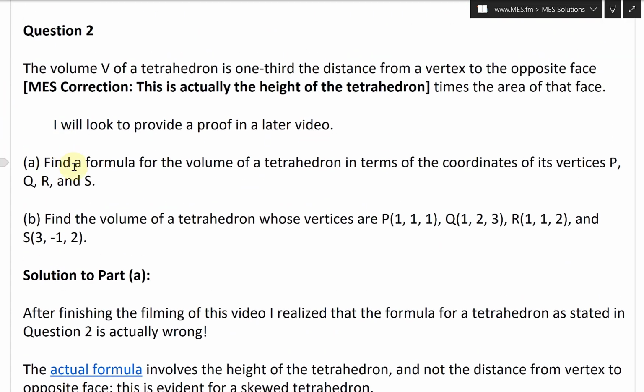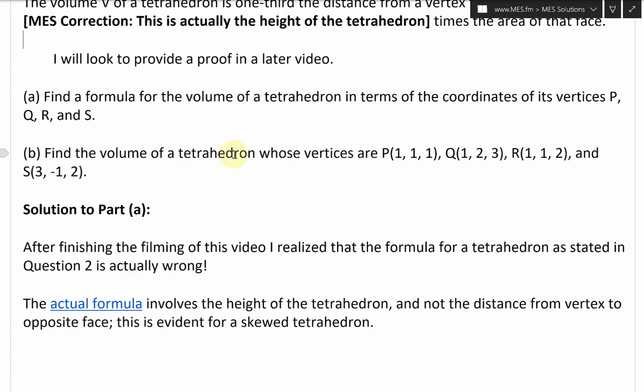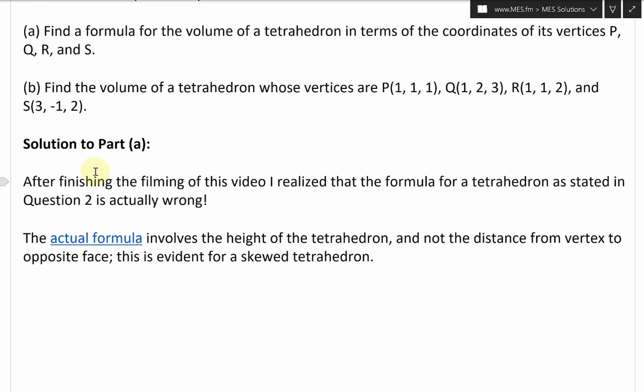Part A of question 2 states: find a formula for the volume of a tetrahedron in terms of the coordinates of its vertices P, Q, R, and S. And then part B states: find the volume of a tetrahedron whose vertices are P (1, 1, 1), Q (1, 2, 3), R (1, 1, 2), and S (3, -1, 2). So let's take a look at the solution to part A.